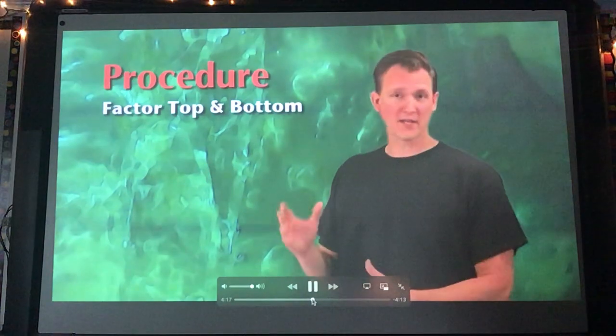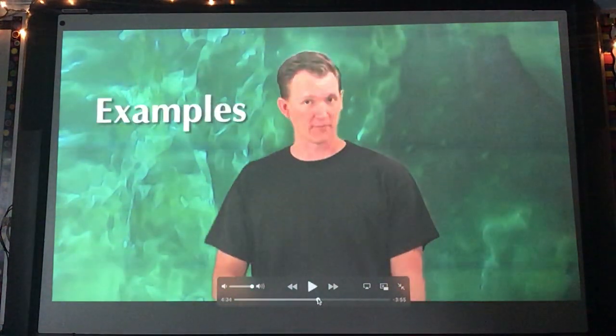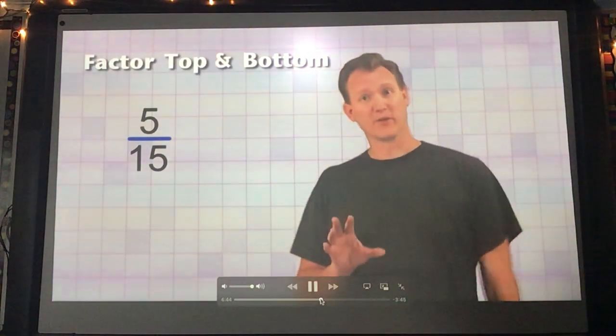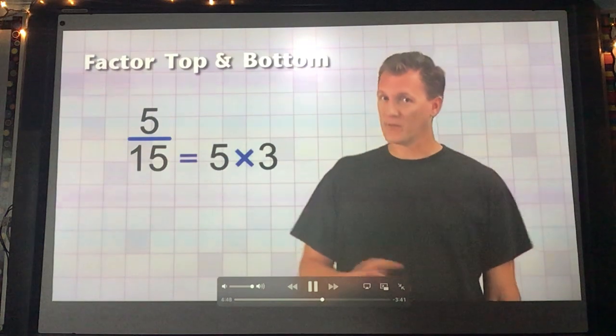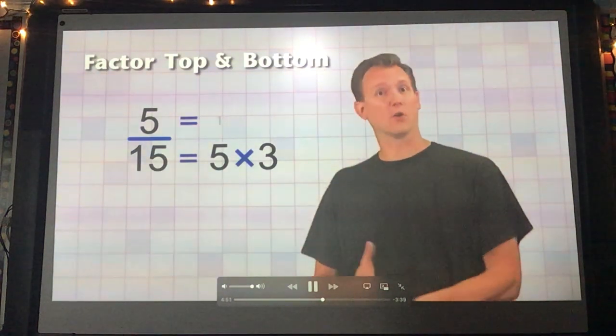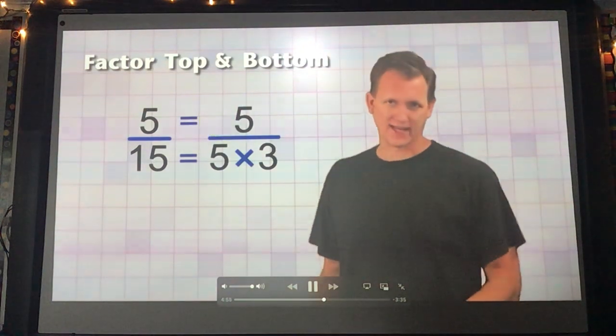Any factors that are the same on the top and bottom, we call those common factors. We know that 15 factors into 5 times 3, and 5 is a prime number. That means its only factors are 1 and itself. But 1 is always a factor, so we don't need to write that down.